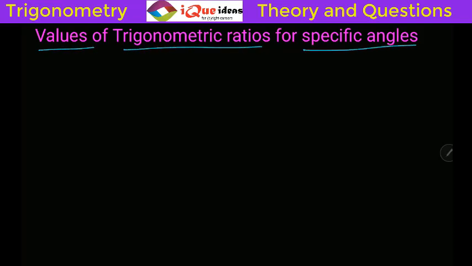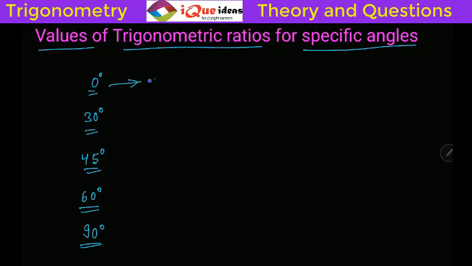Now what are the specific angles that are important for us? The angles that are important for us are 0 degree, 30 degree, 45 degree, 60 degree and 90 degree. These are the angles which are really important for us. Okay, and we should know the values of all the trigonometric ratios for these angles. Okay, so let's try to recall.